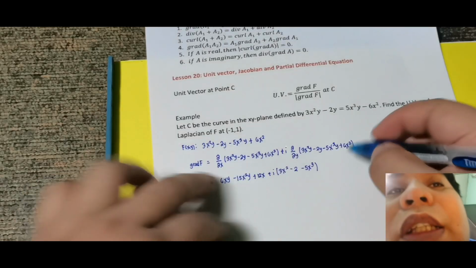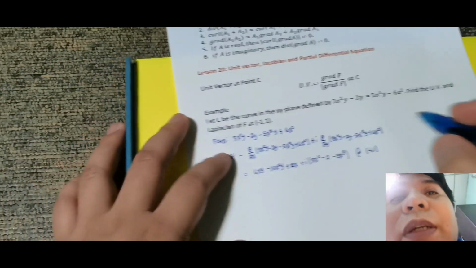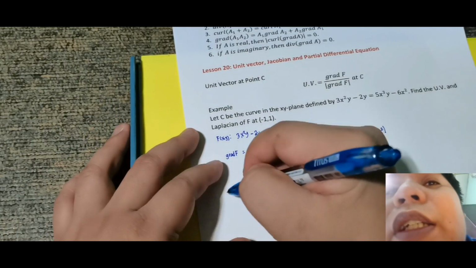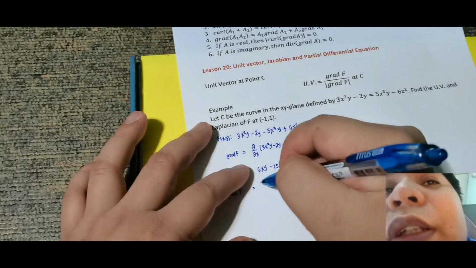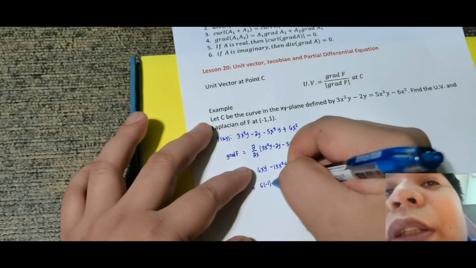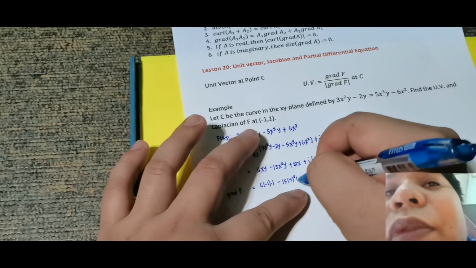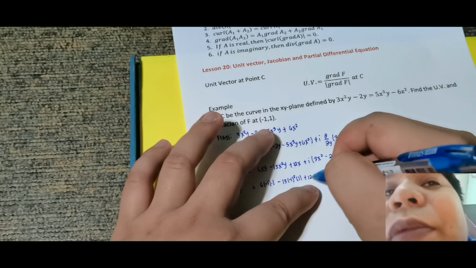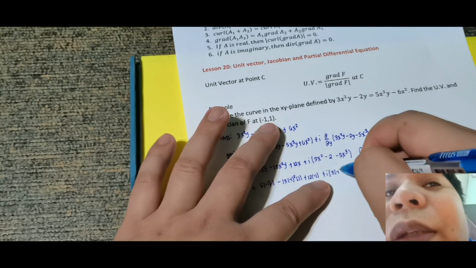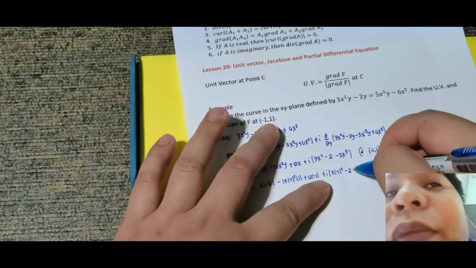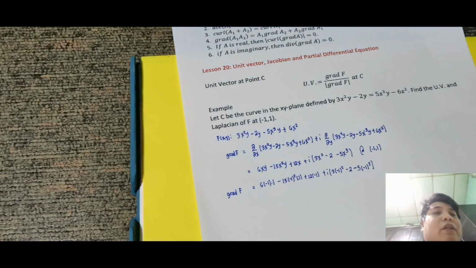Okay, so ngayon, i-evaluate natin siya at negative 1, 1. So, substitute lang natin yung mga value. The gradient of f is simply equivalent sa 6 times negative 1 times 1 minus 15 times negative 1 raised to 2 times 1 plus 12 times negative 1 plus I times 3 times negative 1 squared minus 2 minus 5 times negative 1 cube. Okay, so hoping na hindi ako nalito.